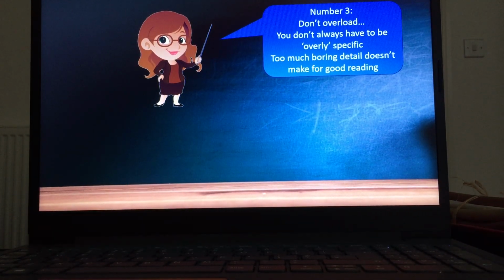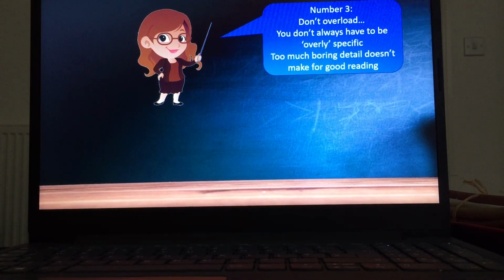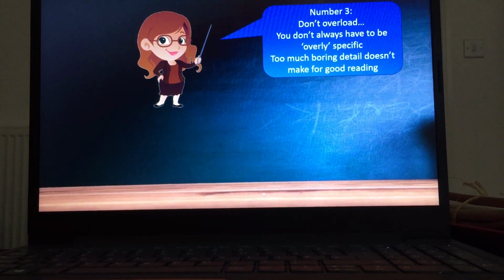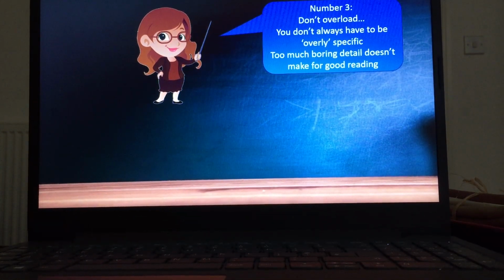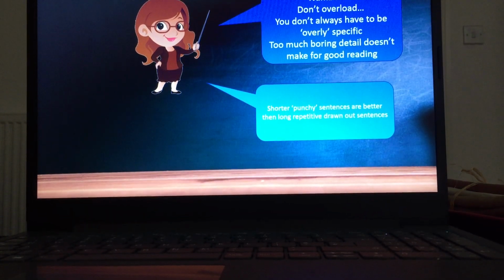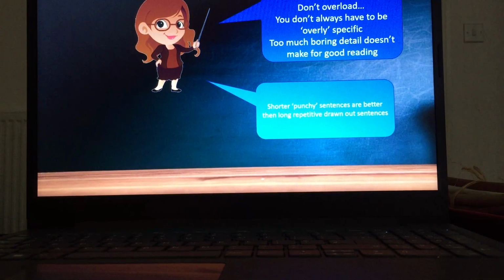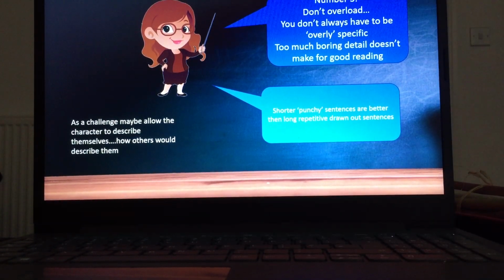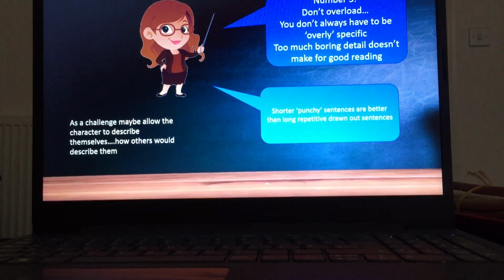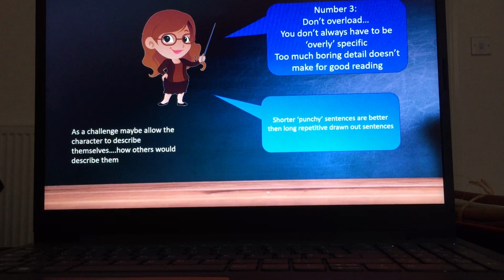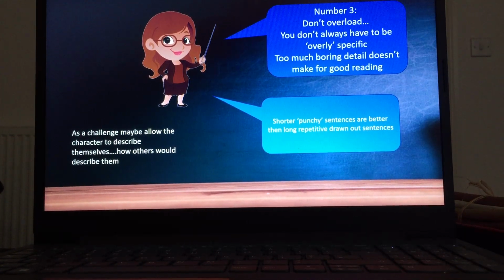Number 3, don't overload. You don't always have to be overly specific. Too much boring detail doesn't make for good reading. Shorter, punchy sentences are better than long, repetitive, drawn-out ones. As a challenge, maybe allow the character to describe themselves or how others would describe them.